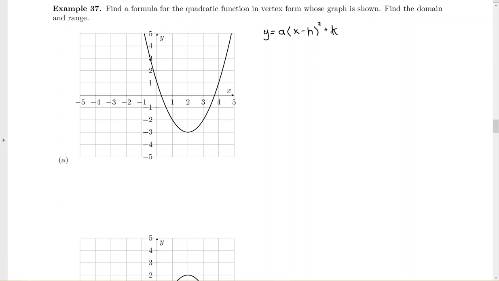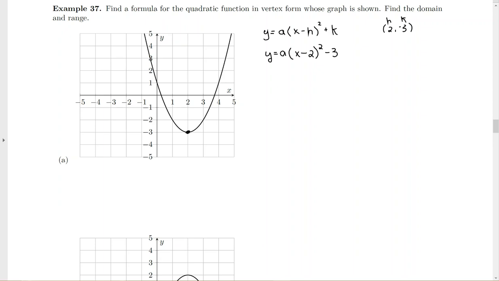And then remember, hk is your vertex. So you can pick that out just by looking at the picture. The vertex is either the lowest or the highest point on the graph. In this case, our point is 2, -3. So that's my h and my k. So I can plug that in directly. Y equals a times x minus 2, that's my h, squared, and then my k. Instead of writing plus a -3, I'm just going to write it as -3.